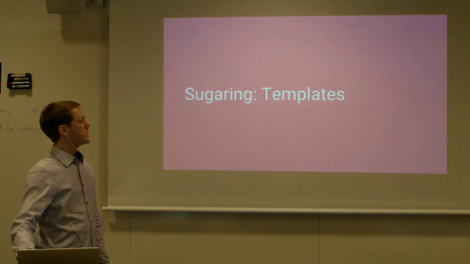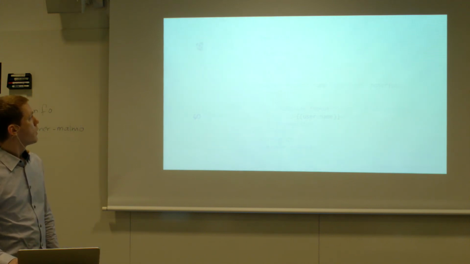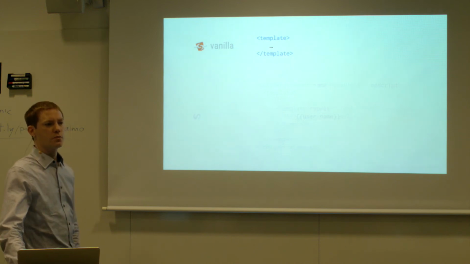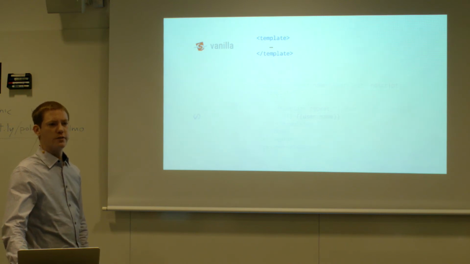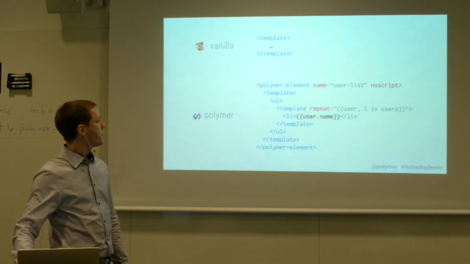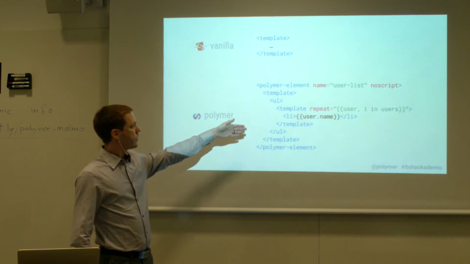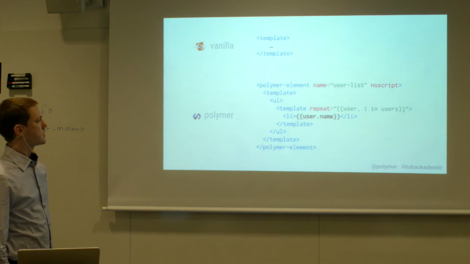So, templates. The web component way is just to add a template tag and put some stuff in it, and you use JavaScript to fetch this tag and get the contents of it as a document fragment and put it into the DOM somewhere, and you're going to have non-inert content. The Polymer way is that you create an element, you add the template tag, and everything in there is the template of that tag. So whenever you create a user list, you're going to get that automatically.